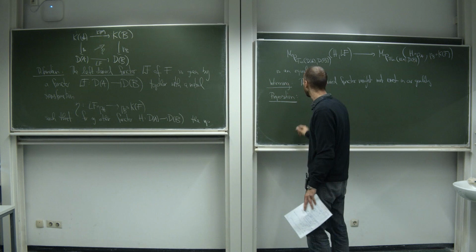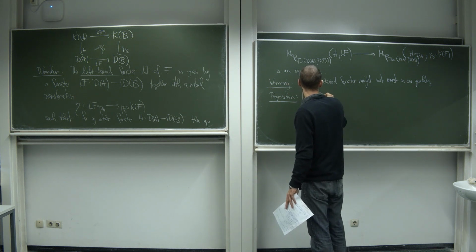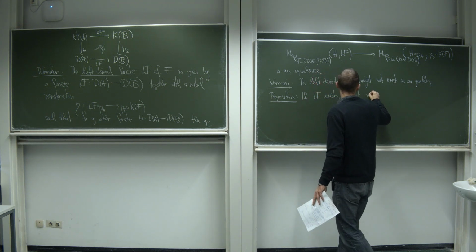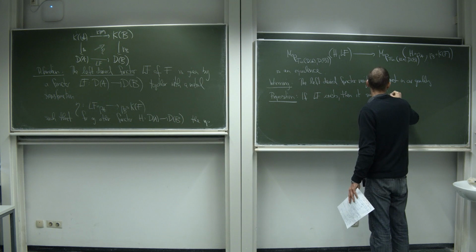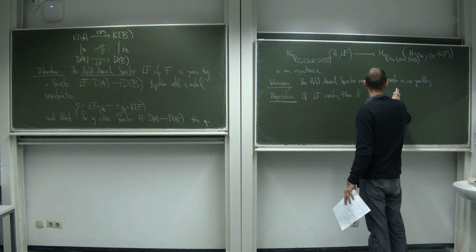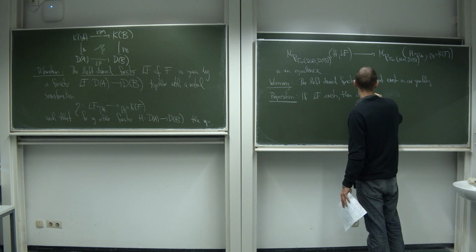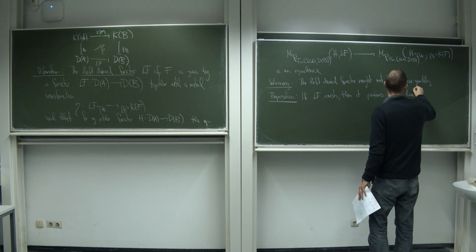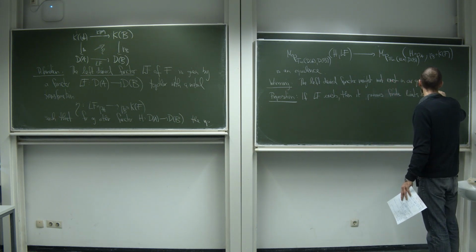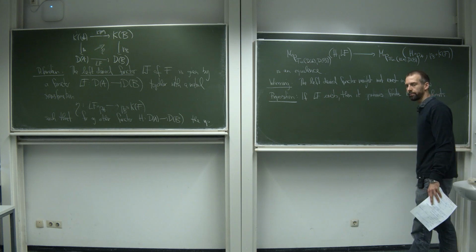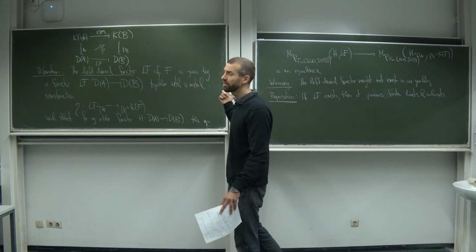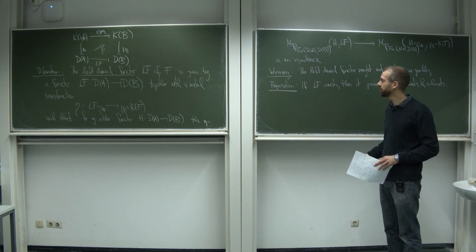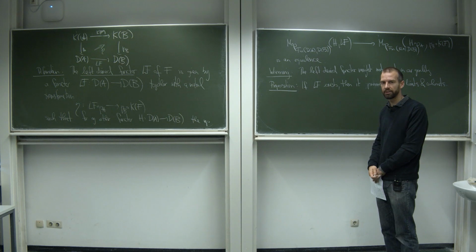whose proof I will leave as an exercise. If LF exists, then it preserves finite limits and co-limits. For this, you just have to remember basically how finite limits and co-limits in dA and dB were computed. I leave this proposition as an exercise.